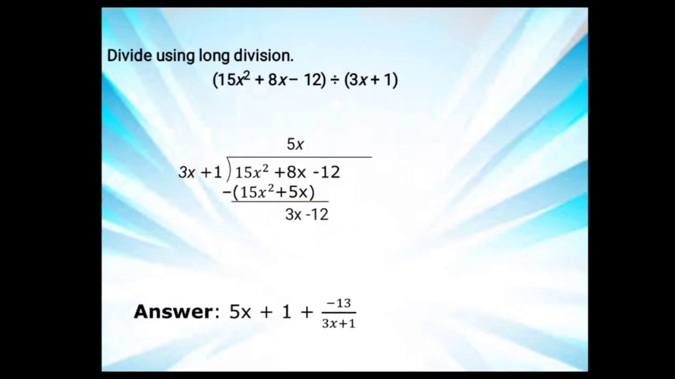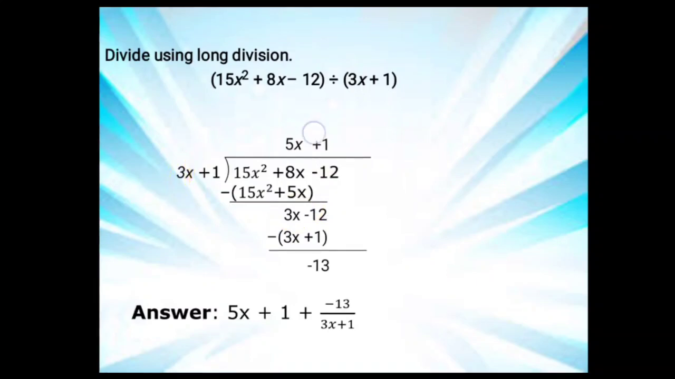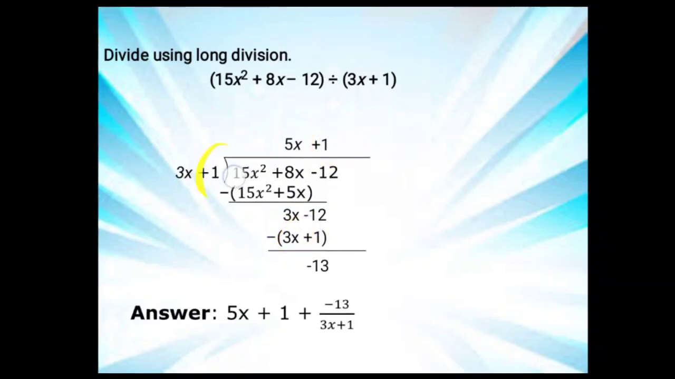Now, let's focus on how we are going to eliminate 3x. So 3x divided by 3x is 1. Okay? 3x divided by 3x is 1. That's why we have here 1. So 1 times 3x is 3x. 1 times 1 is 1. Okay? Then let's proceed to subtraction.